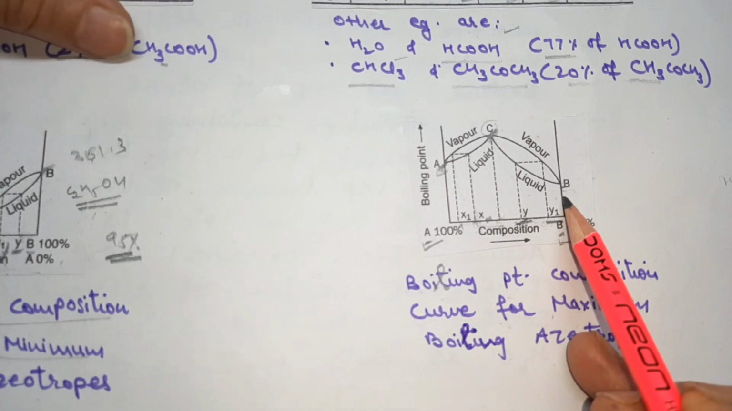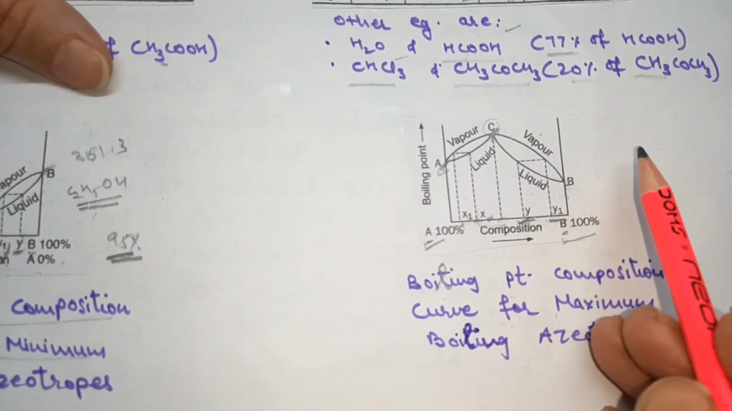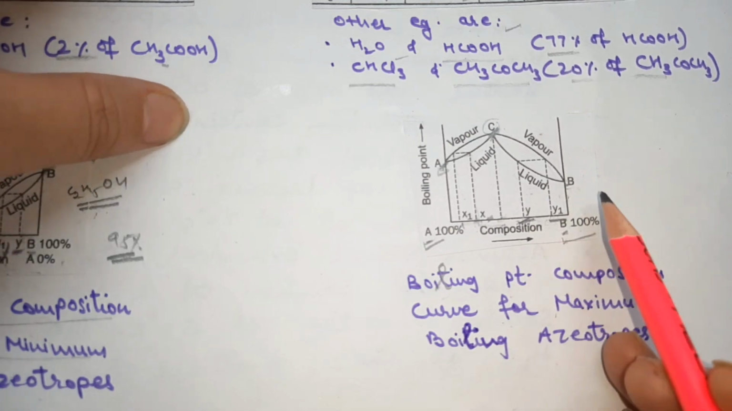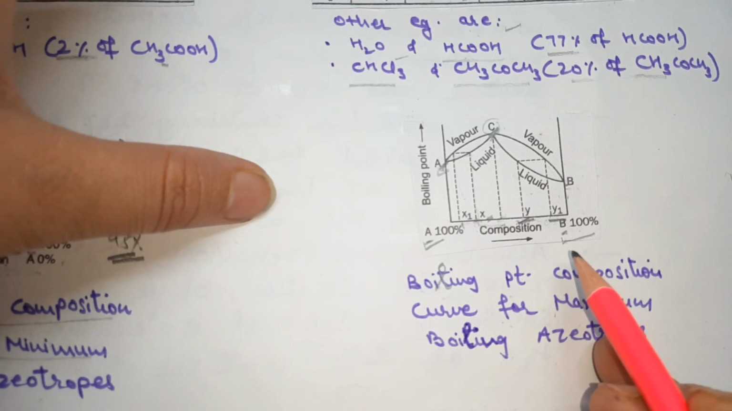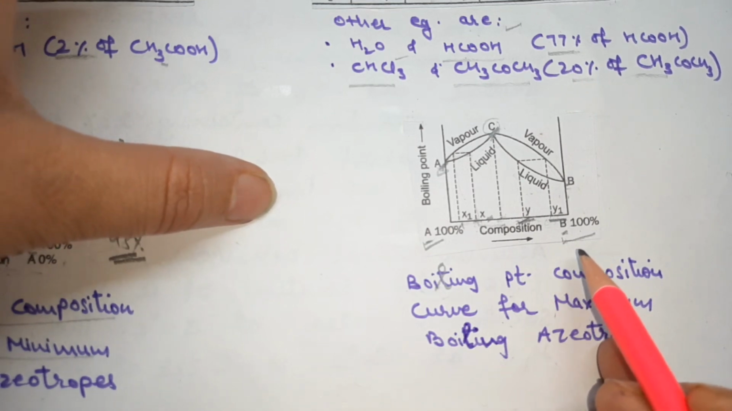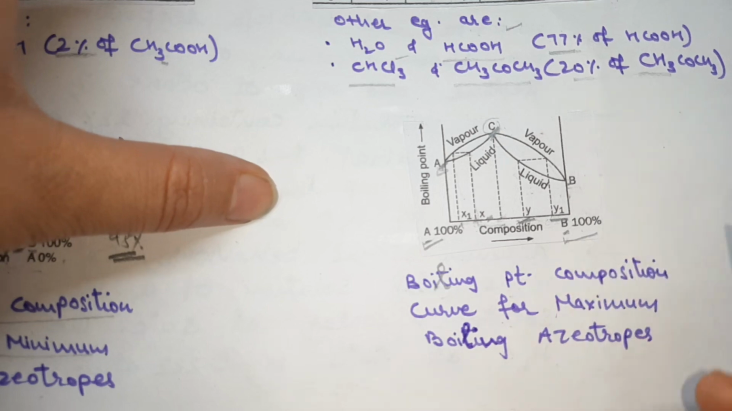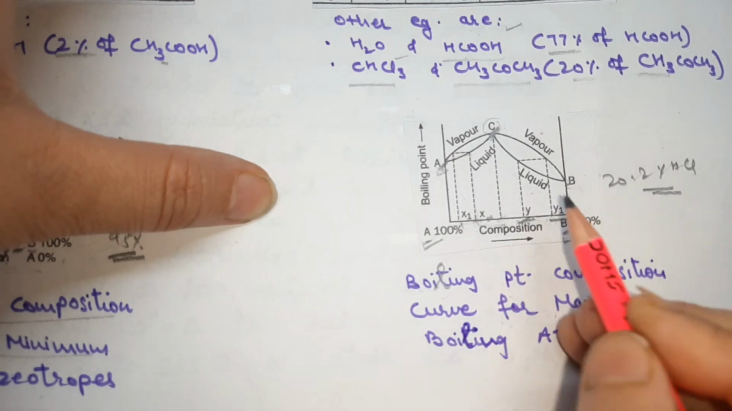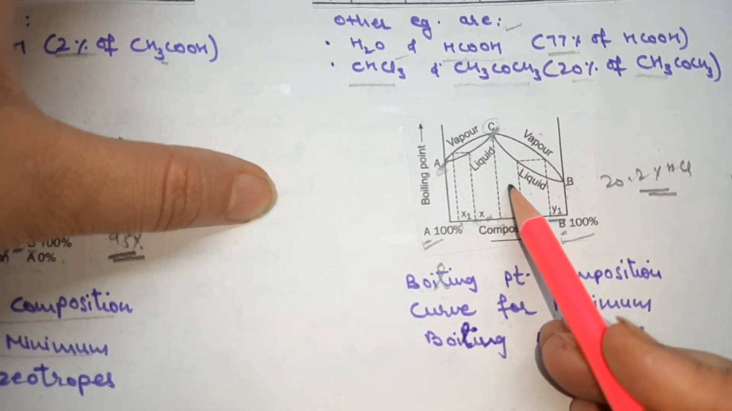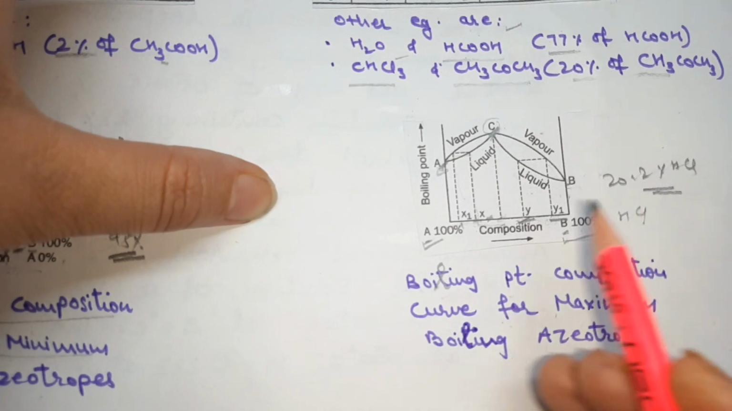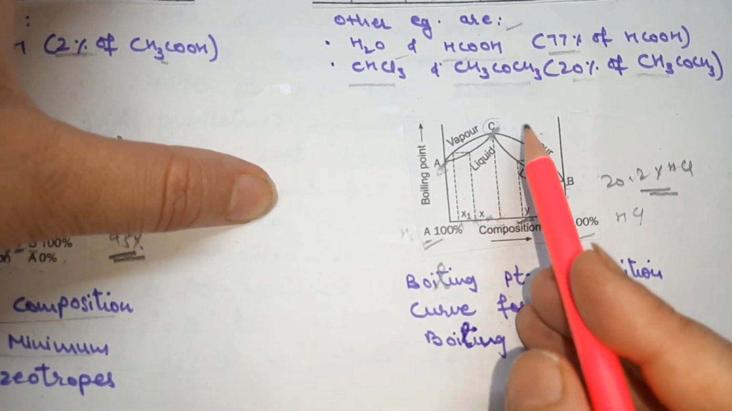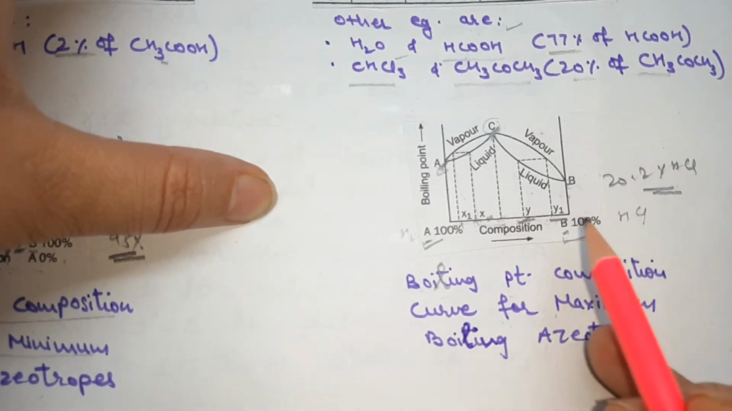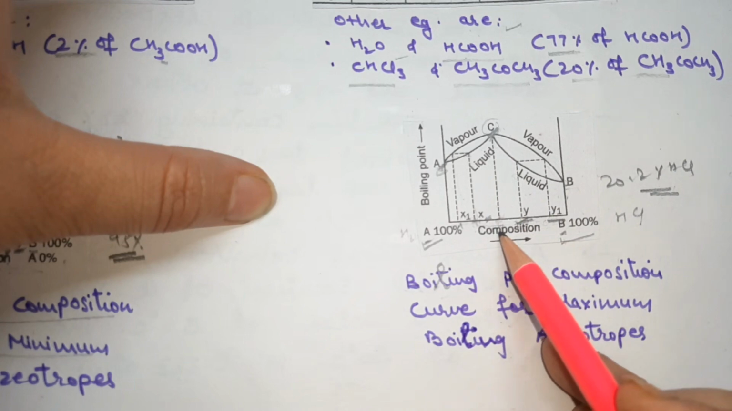You can consider any of the examples, like we considered so many examples, water and HCl. Let's take this example, water and HCl. When the HCl concentration reaches 20.2%, what do we get? An azeotrope. So if we take HCl on this side and water on this side, when this composition is attained, that is at 20.2% HCl, the maximum boiling azeotrope is formed.